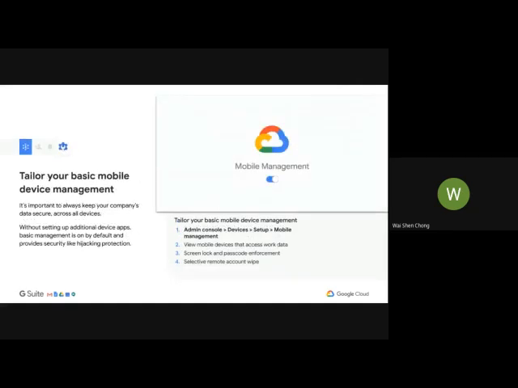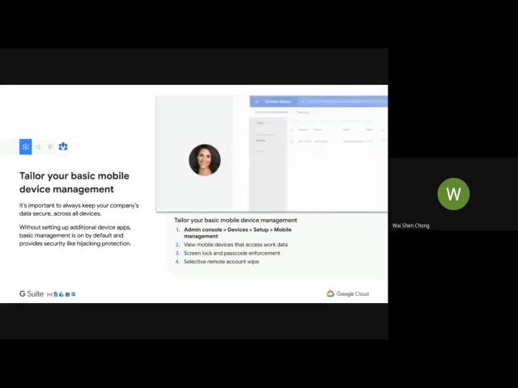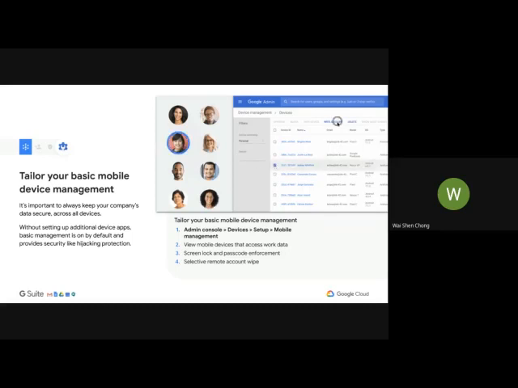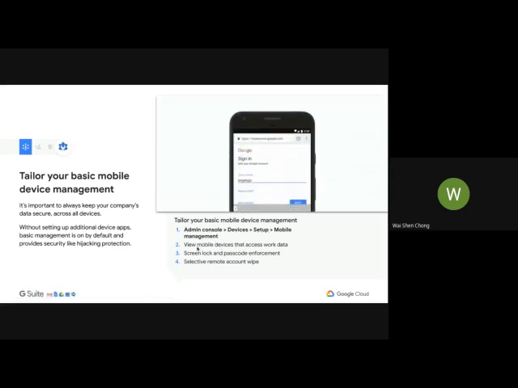You should also implement mobile device management, meaning what kind of device can access the email from your phone or from your tablet. In G Suite, it comes with mobile device management that allows you to enroll devices into your company emails or the drive. For example, here you can see you can tailor your basic mobile device management from the admin console: devices, setup and mobile management. Then view mobile devices that access the work data.